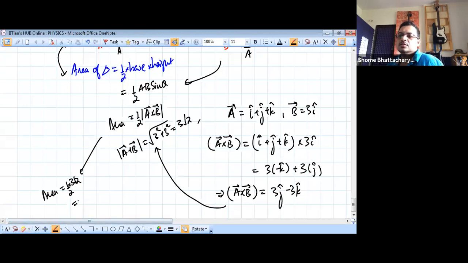Arey Shikhar, that's not a question worth asking. Take any side, son, take any triangle ABC. Whether you take this side as the base and this as the height, or you take this one as the base and this one as the height, the formula is the same.